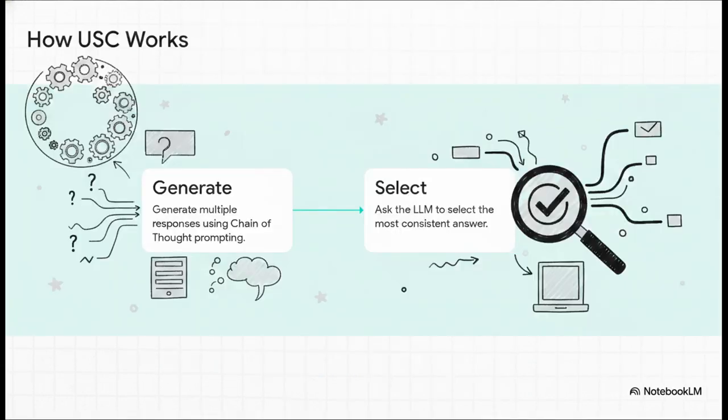The really crucial point here is how incredibly intuitive and actionable this is. You do not need to be a machine learning engineer to use this. It literally boils down to 2 simple steps that anyone can implement in their prompts right now. Step 1, you generate multiple responses using chain of thought prompting. This just means you ask the model your question several times and you ask it to show its work, which ensures you get a good diversity of reasoning. Step 2, you take all of those unique answers, drop them into a new prompt, and simply ask the model to select the most consistent answer. That's really it. Generate, then select.